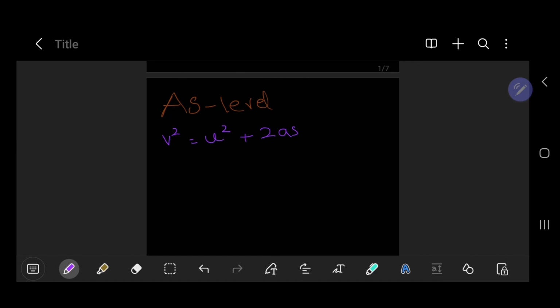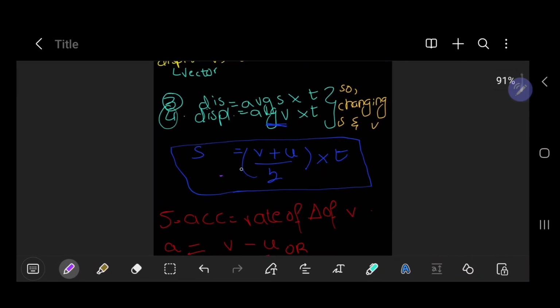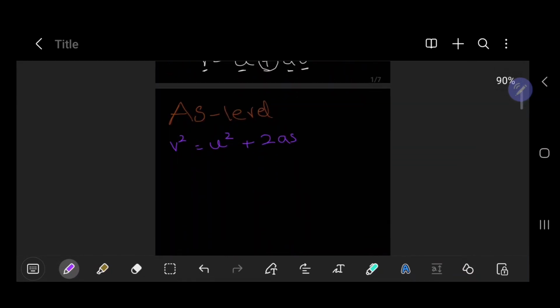So v², as we have done earlier: final velocity is denoted by v, initial velocity is denoted by u, plus 2as means 2 multiplied by acceleration multiplied by the displacement. s is the displacement. So now we are going to derive this formula. And how are we going to do that? As I said earlier, this displacement formula is very important.